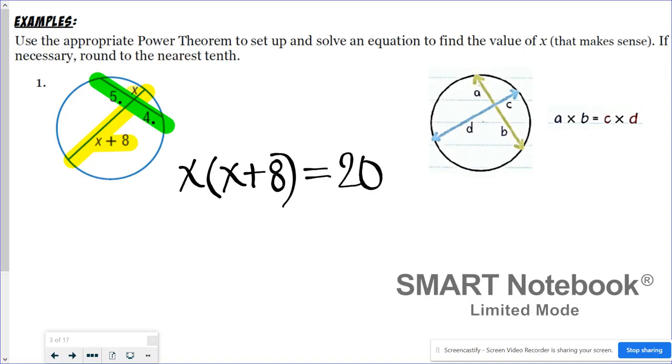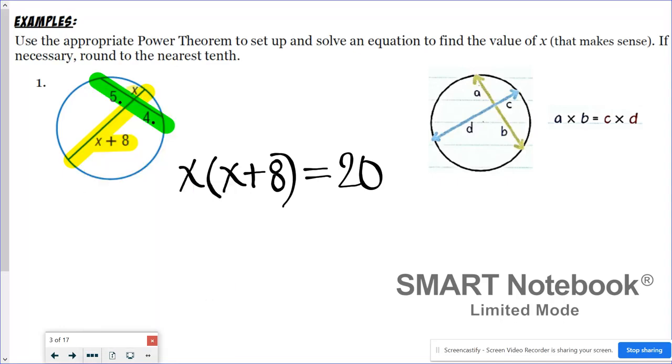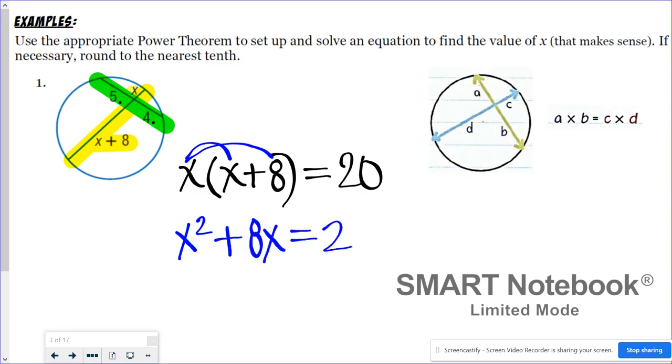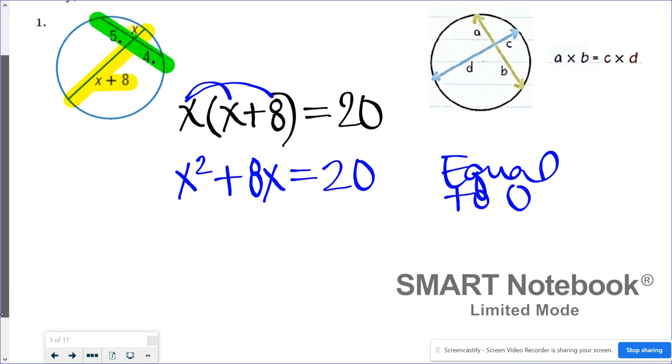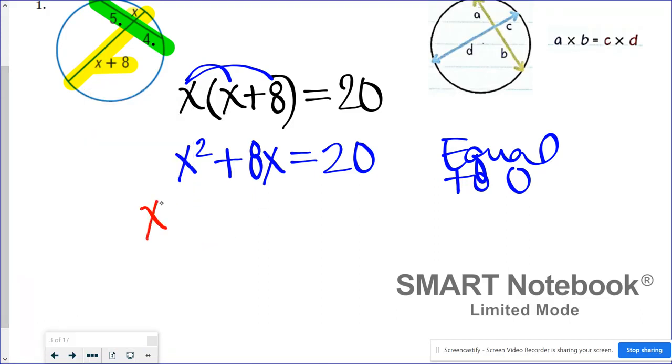Okay. Now I should definitely distribute over on the left side. So go X times X is X squared. And then plus X times 8 is 8X. And since this is a quadratic equation, I want to get it equal to 0. Because once it's equal to 0, then I can go about solving it. This one I think is pretty easy to solve via factoring. Okay, so I get it equal to 0 and I get X squared plus 8X minus 20 equals 0.